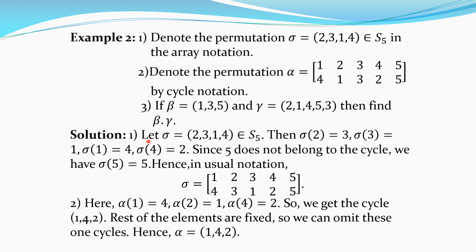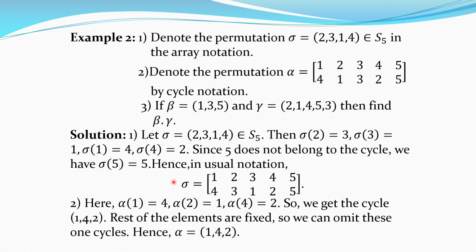Now, sigma is an element of S5. So, it is a permutation on 5 symbols. Now, as it is written in cyclic form, (2, 3, 1, 4), it means 2 maps to 3, 3 maps to 1, 1 maps to 4, and the last element 4 will map to 2. So we have written this as sigma 2 is 3, sigma 3 is 1, sigma 1 is 4, and sigma 4 is 2. Now as 5 is absent in this cycle, we can say that sigma 5 is 5. So we got images of all elements 1, 2, 3, 4, 5.